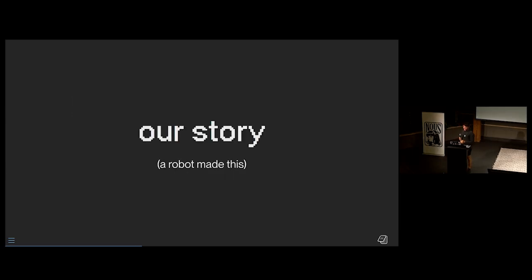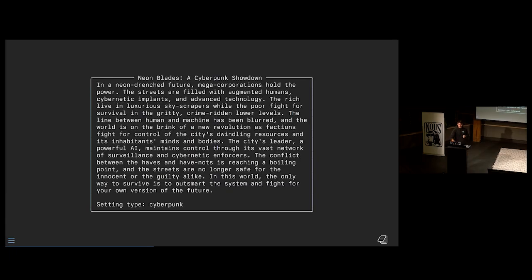So I'm going to show us a little story that our language model wrote. So this is just some text I made, or robot made. It's called Neon Blades, a cyberpunk showdown. In a neon-drenched future, mega corporations hold power. And so this is an overview of a plot here. There's an AI leader. There's these two factions and mega corporations and all that stuff.